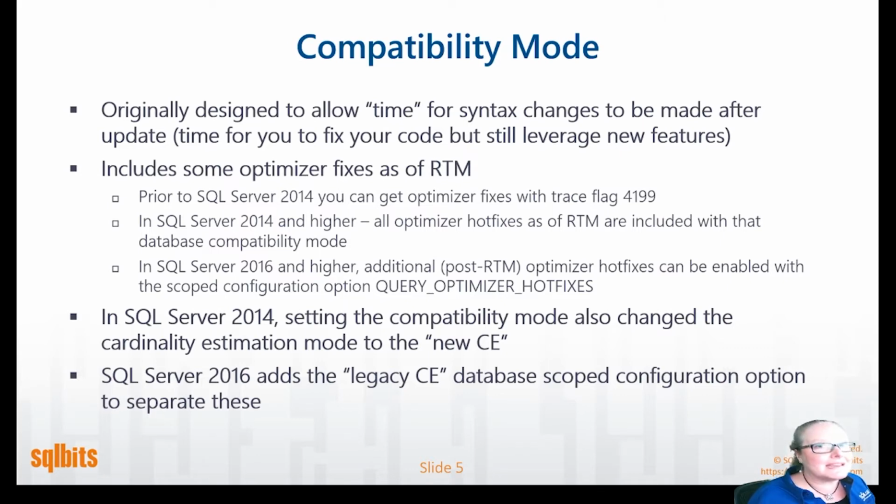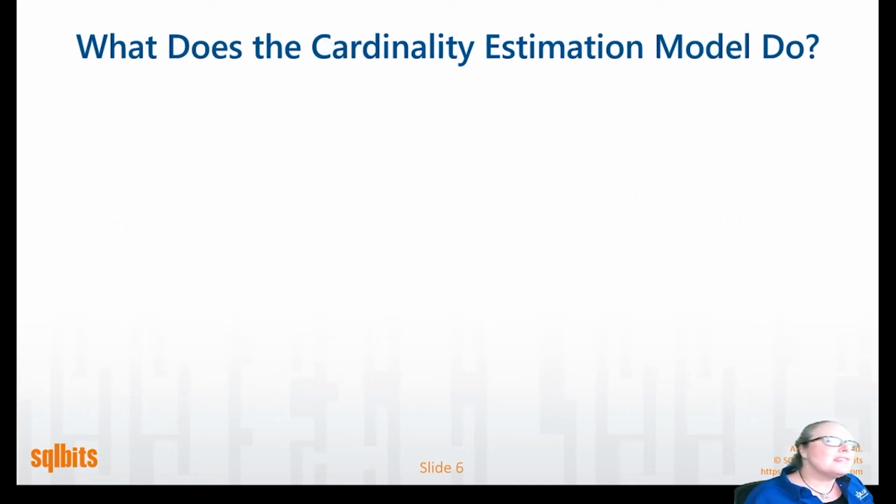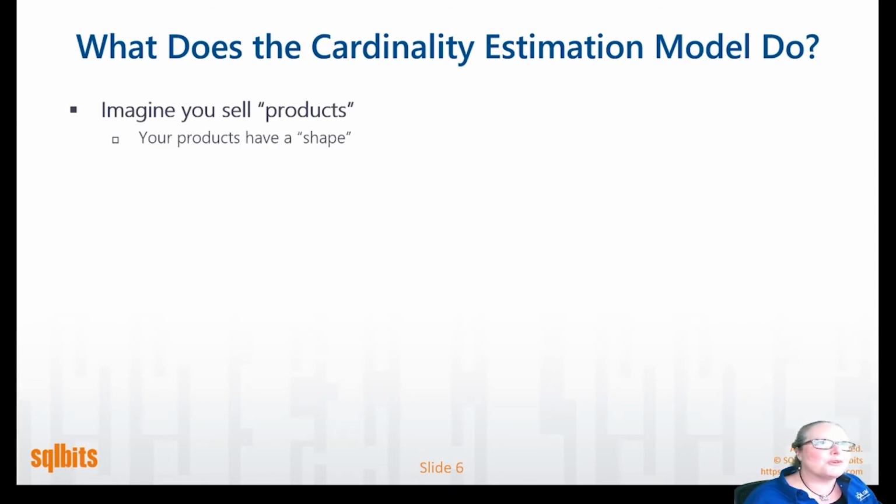So let's talk about what the CE affects, because I think this is important to understand. It's a way of calculating and estimating how much of your data matches some criteria. I like to imagine a products table. Imagine you sell products. Now, think about this for a second. Your products have a shape. I mean, this is generic, but I just want to throw some numbers out there for a second. Your products have a shape, and let's say, for this example, that 33% of your products are round. Okay, so this is pretty easy. A third of your products are round.